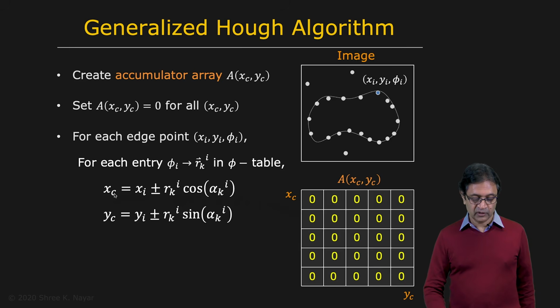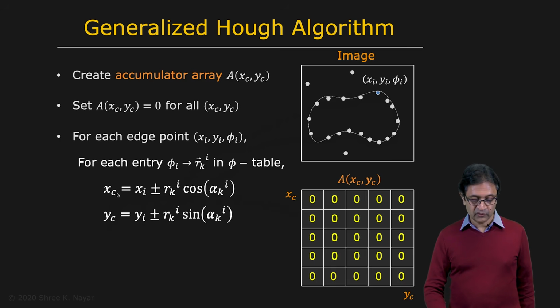That is, we can compute the locations of xc and yc, meaning that if this point xi, yi happens to lie on the object, meaning the object is present in the image and xi, yi lies on that object, then you are indeed voting for the correct location of xc, yc. And you may have multiple such votes for any given point xi, yi, because for any given phi, as you know, you may have multiple entries in your phi table.